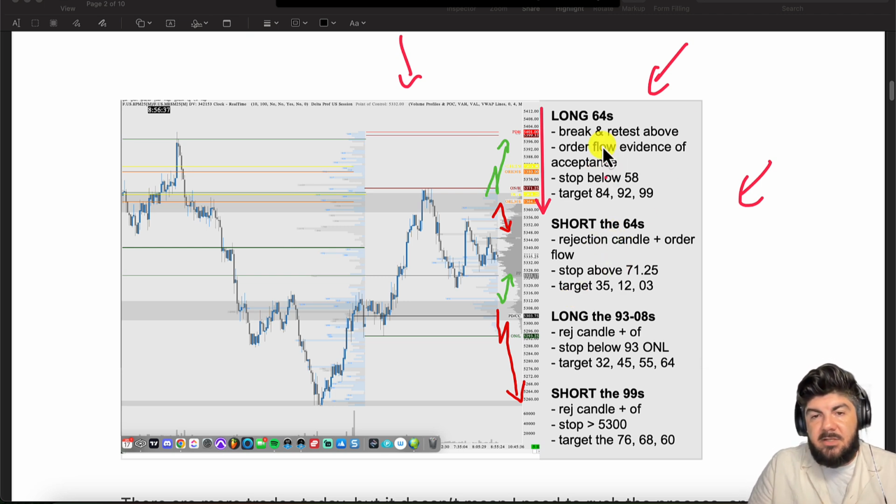All right, so what I was looking to do is long the 64, which is a break and retest. That's this trade.